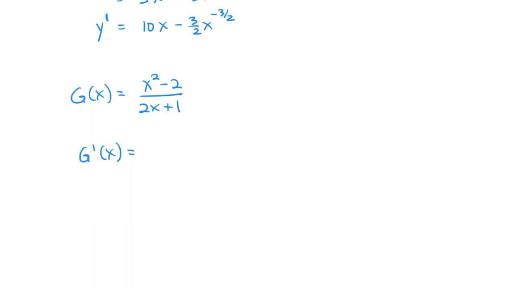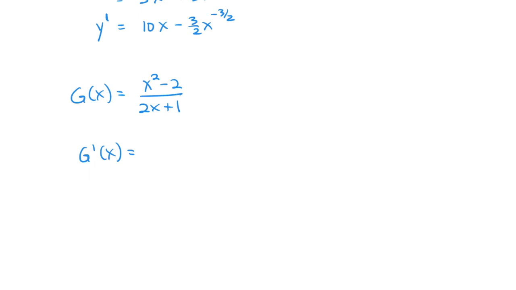Now what you should do is take that mouse, or if you have a laptop, press the button for pause and try it yourself, okay? So press pause, try it yourself. Okay, so hopefully you tried it yourself and you said, okay, I've got the little chant with me: low d high minus high d low, all over the square of the bottom we go.